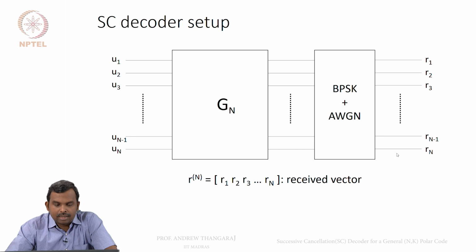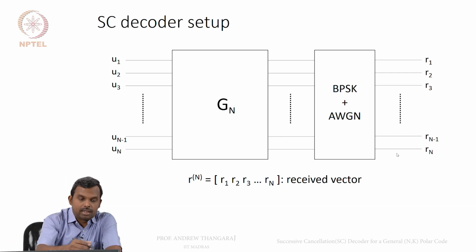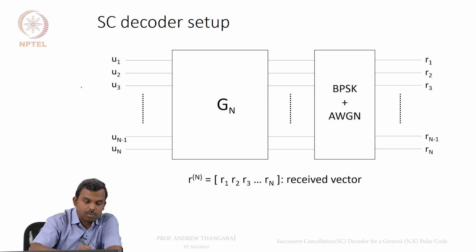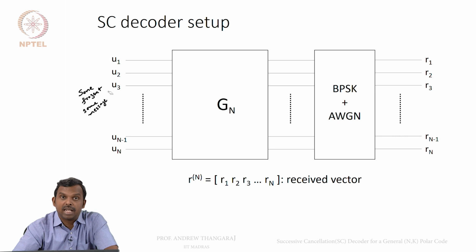The setup is shown in the slide. We have the bits u1 to un coming into the polarization kernel Gn. Remember, some of these ui are frozen positions and some are message bits. That depends on the reliability sequence and the rate you want to transmit, etc.